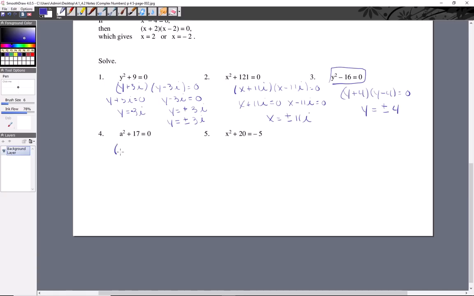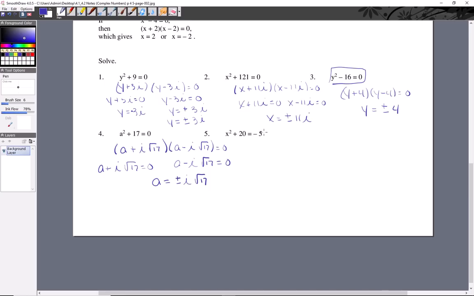And we'll just do the same thing here. All right, this is going to be a plus i square root 17, right? That is the only way to factor a 17 evenly. And then a minus i square root 17 equals 0. So you can set each factor equal to 0. a plus i square root 17 equals 0, or a minus i square root 17 equals 0. So a equals plus or minus i root 17.